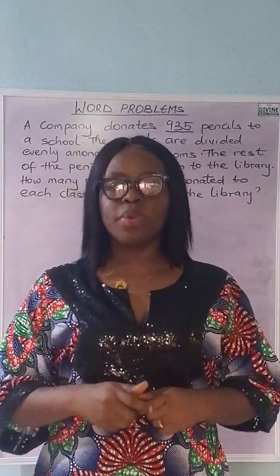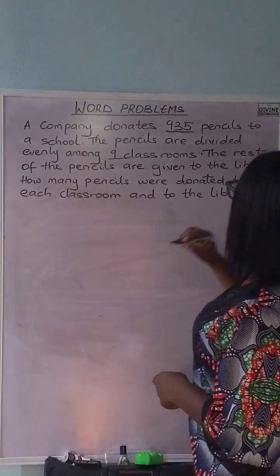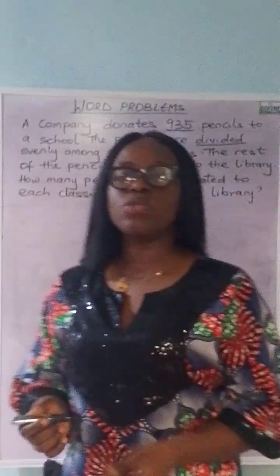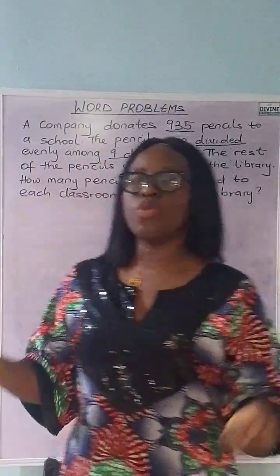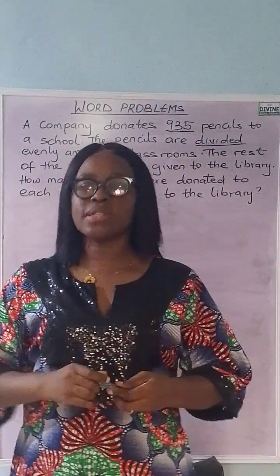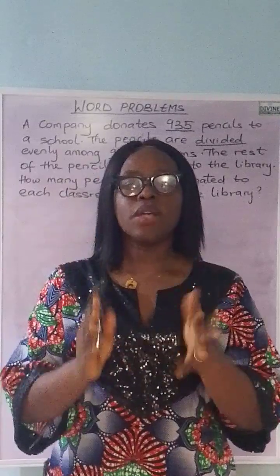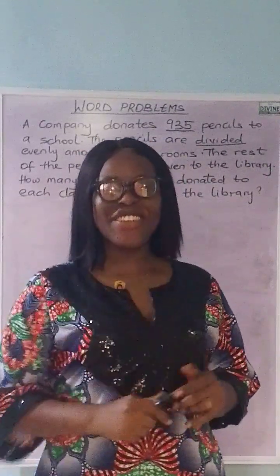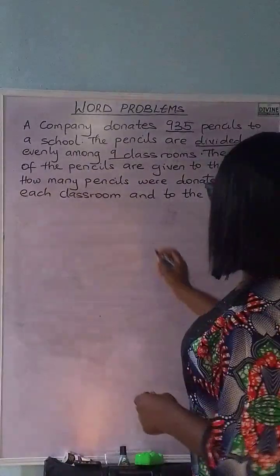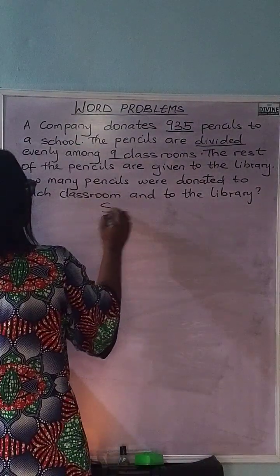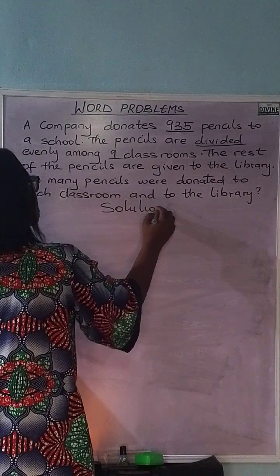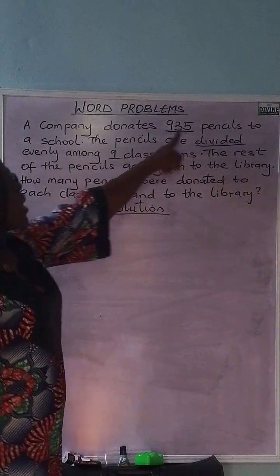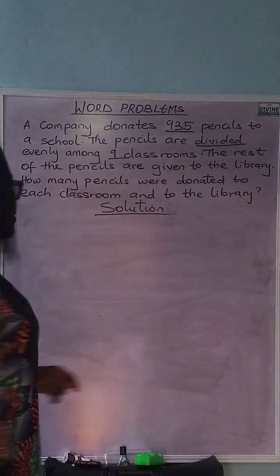Now, when you're solving word problems, look out for keywords. The first keyword we are looking at here is divided. Sometimes you will see divided, shared, distributed. All these point towards the same thing. We are to divide. And the best way to divide is the use of long division. So we are going to divide. What are we dividing? 935 divided by 9.